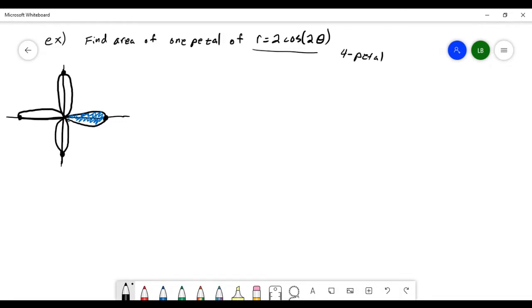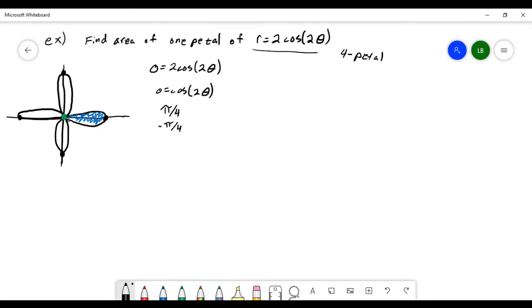We essentially need to find the angle that this region starts at and the angle that it ends at. To do this, you need to stop and think: I noticed that it actually starts and ends where the radius is equal to 0. So I need to set 0 equal to 2 cosine of 2 theta. That tells us 0 is equal to cosine of 2 theta, and this occurs at pi over 4, negative pi over 4, or 3 pi over 4, or a whole lot of other different points.